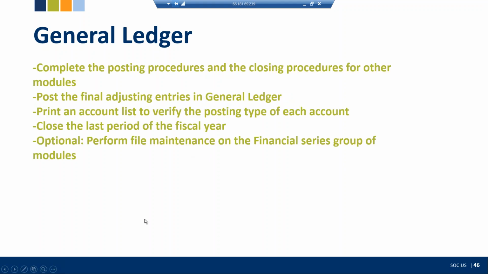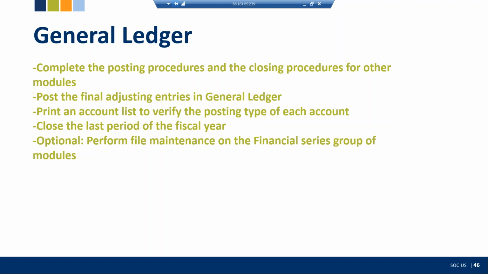So the checklist for this is you want to complete the posting procedures and the closing procedures for every other module. You want to post all of your final adjusting entries in the general ledger. And we all know that that isn't realistic. There are going to be audit adjustments and things like that that come later. We're going to talk about that. But you want to post everything that you can in the general ledger before you close.